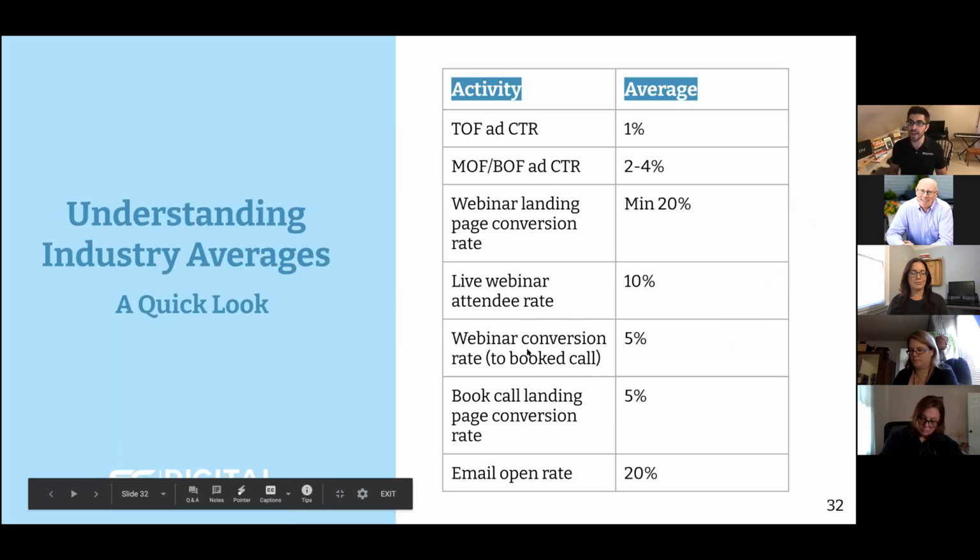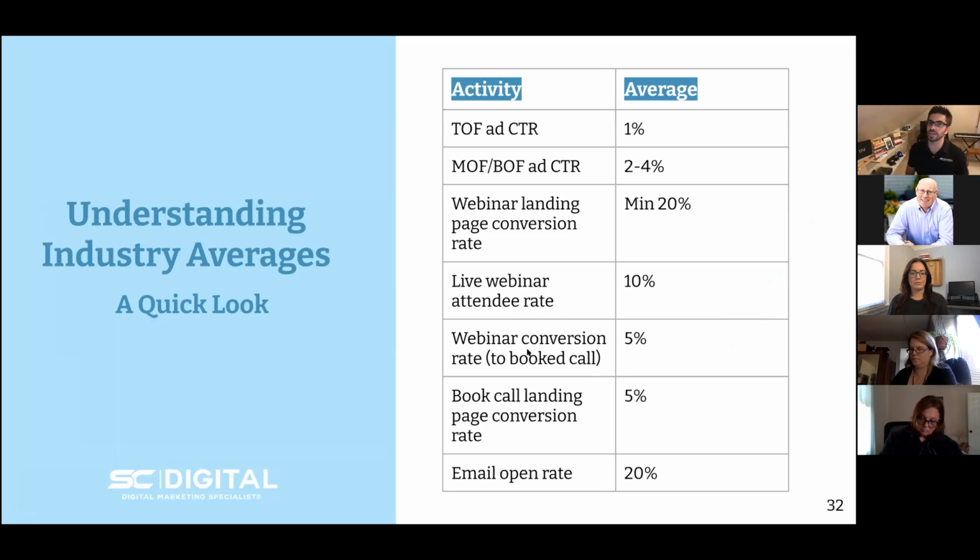Here are just some industry averages. A lot of times people ask, what is a good click-through rate? If I'm sending people to a landing page, what should I be converting them at? And if I'm not converting them there, then what's the problem? So these are just some basic benchmarks that you can use as a basic understanding.